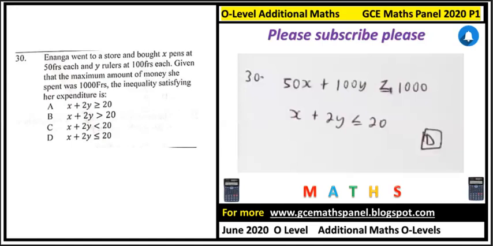And 1 pen is 50 francs. So she bought 50 times x, and for rulers 100 times y. When you divide all through by 50, that's the inequality that we'll be left with. D.